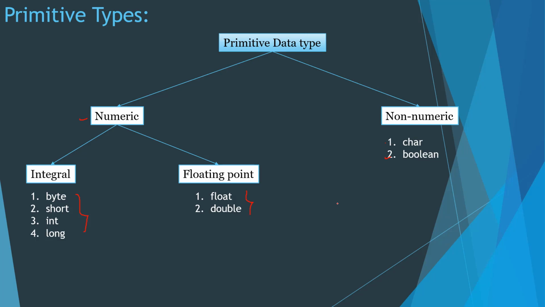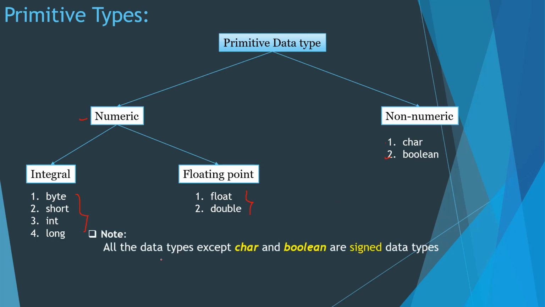One more most important point here is that all the data types except char and boolean are signed data types. What I mean by that is we have both positive and negative values in these numeric data types. That is, we can have something like minus 10 and plus 10, or minus 4.5 and plus 4.5. But there is no such terminology in non-numeric data types. We cannot have something like minus exclamation mark, or minus true or plus false. They just have some value. Simple.